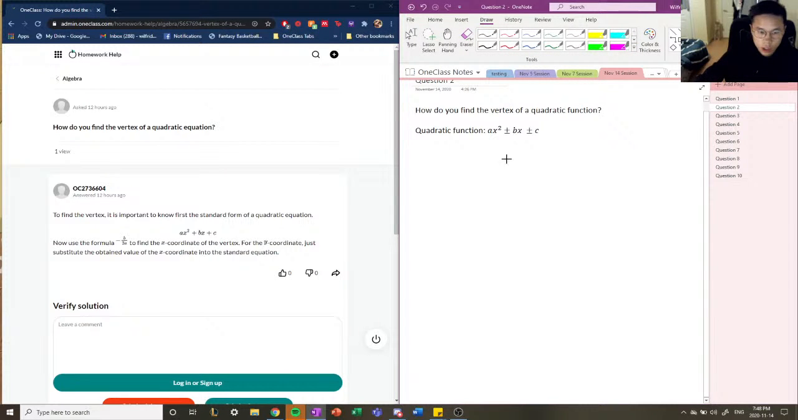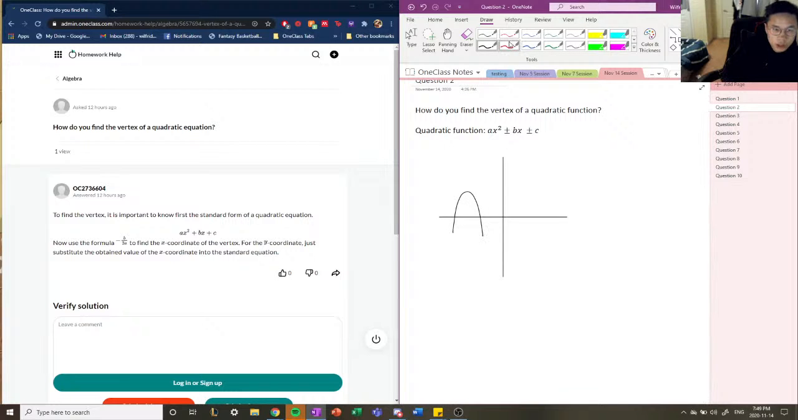So the vertex of a quadratic function depends on which orientation the quadratic function is facing. You can either have a downward facing quadratic function or an upward facing quadratic function. If you have a downward facing quadratic function, like this, your vertex is going to be your maximum, your highest point. If you have an upward facing quadratic function like this, then your vertex is going to be the minimum, or the lowest point.